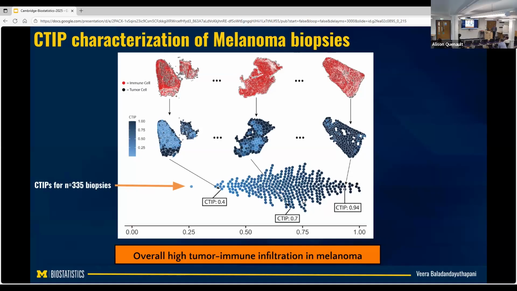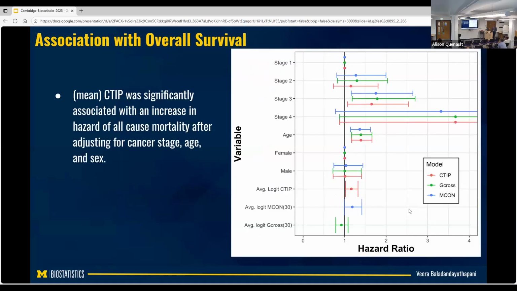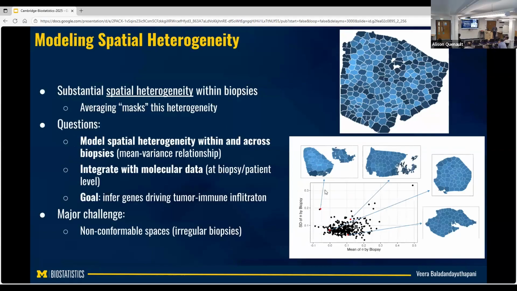Then we use this to see, does it have any prognostic benefit? We have overall survival on these patients, and adjusting for the usual cancer stage and the clinical and demographic features, does it have any associative ability above and beyond? It's not a lot, but it's slightly away from zero. Still, it has some information.